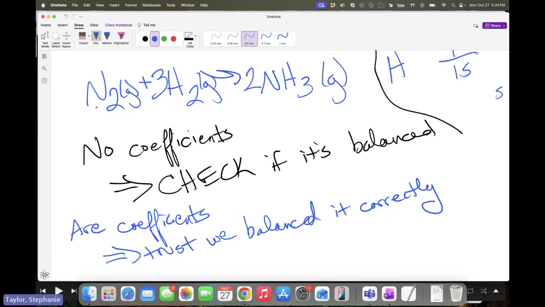So now that I know that I've got the same number of nitrogen atoms on both sides and the same number of hydrogen atoms on both sides, that is balancing chemical reactions. That is something that you will need to be able to do for the exam on Saturday.